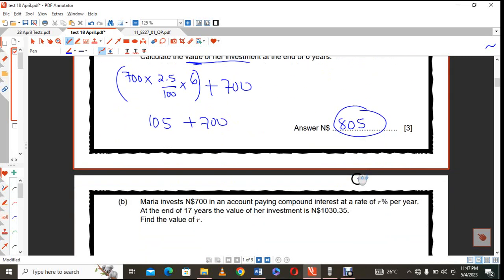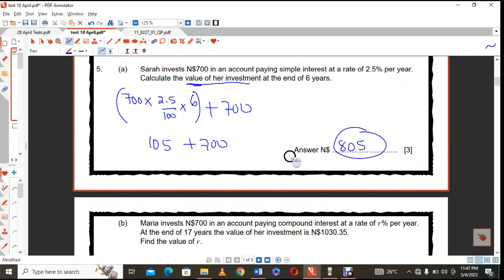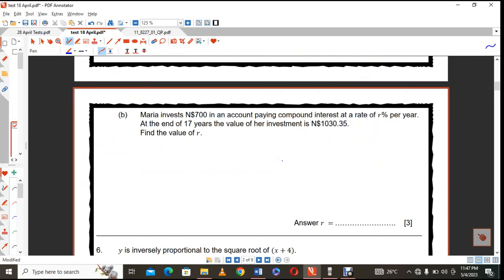Part B. Maria invests 700. The other one was Sarah, so this is Maria. She invests 700 in an account paying compound interest at the rate of R% per year. At the end of 17 years, the value of her investment is $1,030.35. You are then supposed to calculate the value of R.